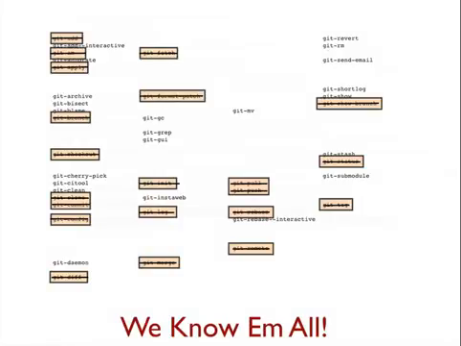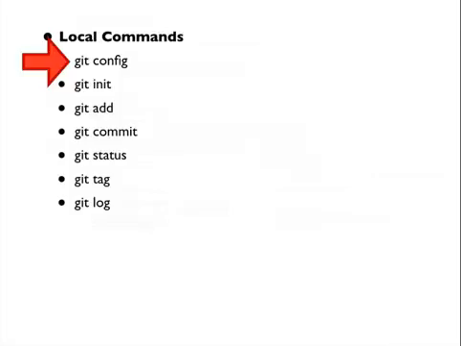So now we've gone over the 20 or so commands that we really need to use Git on a day-to-day basis. So let's review them real fast. So git config sets up our configuration variables. Git init initializes a Git directory. Git add will stage files. Git commit will commit our staged files.